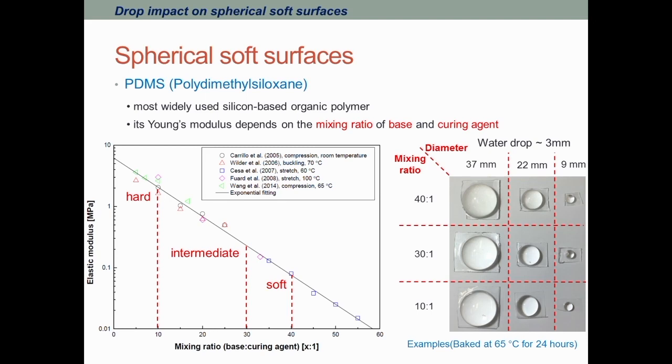So I selected three mixing ratios so that I have substrates of different softness. For example, here is the hardest one, here is the intermediate one, and here is the soft one. And here are some manufactured examples of my substrate. Different diameters, different mixing ratios, which means different Young's modulus, different softness.